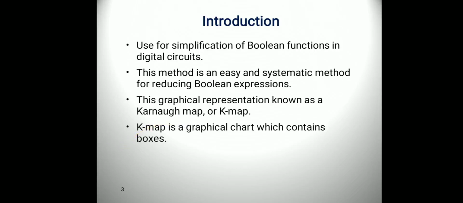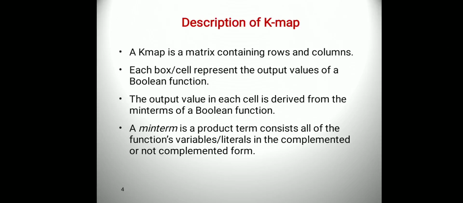K-map is a graphical chart which contains boxes. It is a matrix containing rows and columns. Each box or cell represents the output value of a Boolean function. The output value in each cell is derived from the minterms of the Boolean expression. A minterm is a product term consisting of all the variables or literals in the complemented or non-complemented form.